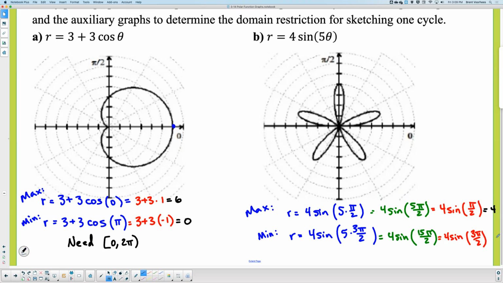So this is 4 times 1, which is simply 4, and this is 4 times negative 1, which is negative 4. Do you see how those are complete opposites? Because these are exactly opposites, we only need 1 pi to graph this. We only need 0 to 1 pi. Now I'll show you graphically.